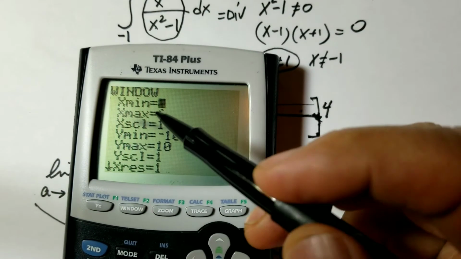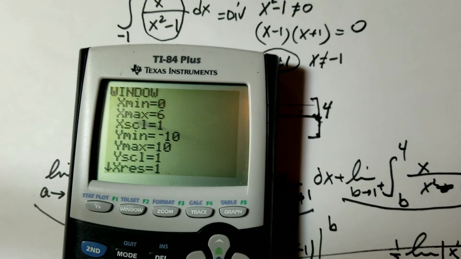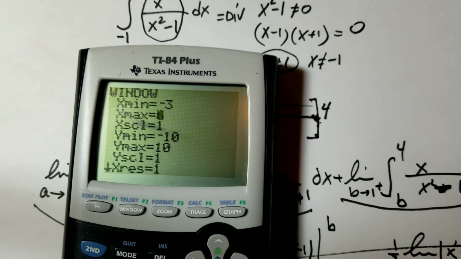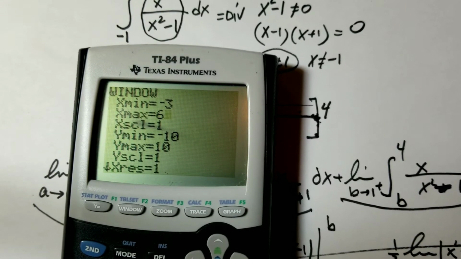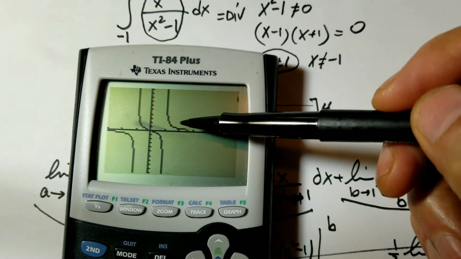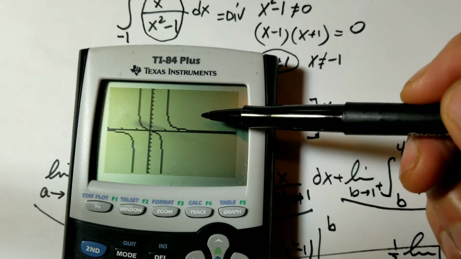Remember, I was from -1 to 4. I'm going to put a -3 right here. At least I can see a little bit to the left. And instead of a 4, I'm going to put 6 in here. And I'm going to graph. Do you see that asymptote? Do you see that asymptote?